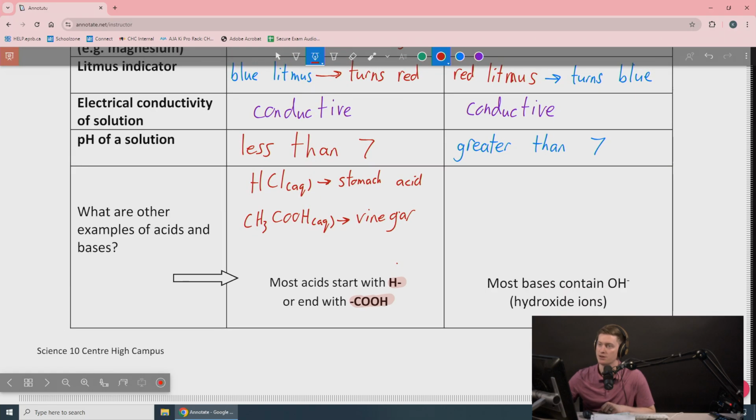Most bases are going to contain OH in it. So a base like NaOH, this is sodium hydroxide. This is used as a drain cleaner, a strong cleaning agent. This is actually called lye commonly. Sometimes it's potassium hydroxide, but it is a strong base. Most bases are going to contain that OH minus.